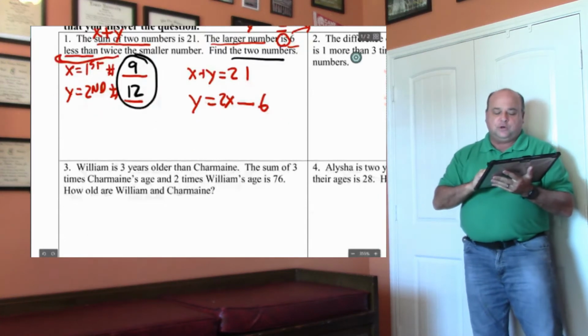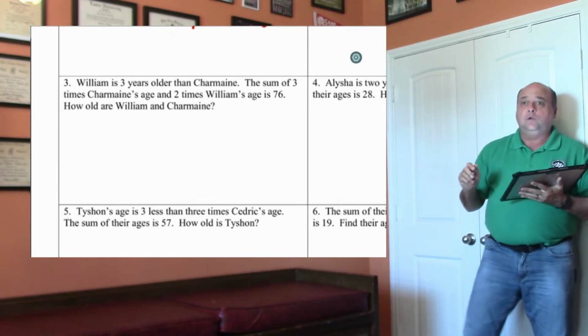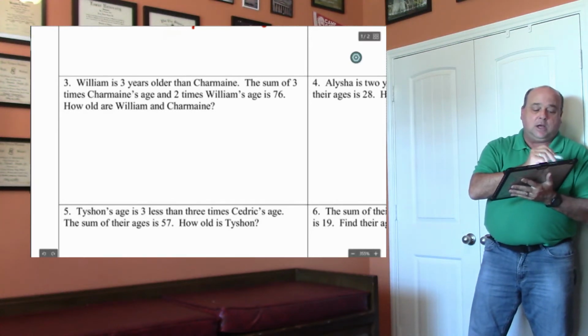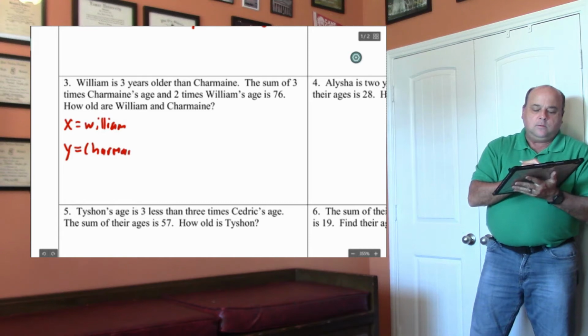I'm going to let you do number 2. I'm going to go down and do number 3. You all have an age problem. On your test, you will have an age problem. So I'm going to let x equal William, and I'm going to let y equal Charmaine. Then I'm going to draw blank and blank.